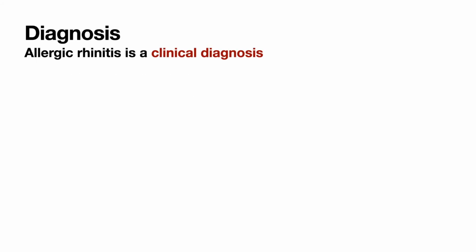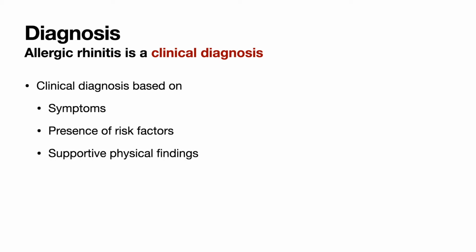The diagnosis of allergic rhinitis is largely a clinical one. It's based on symptoms, presence of risk factors, and supportive clinical findings. However, there are some adjunctive tests that can be performed to confirm a diagnosis. These tests can be divided into three categories. First, by way of allergen exposure to the nasal mucosa. Second, by way of allergen exposure to the skin. And third, by way of in vitro testing of the patient's serum.